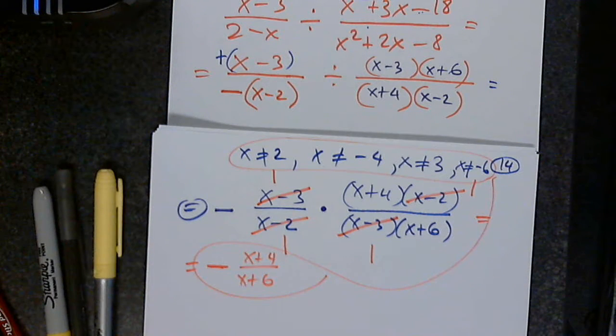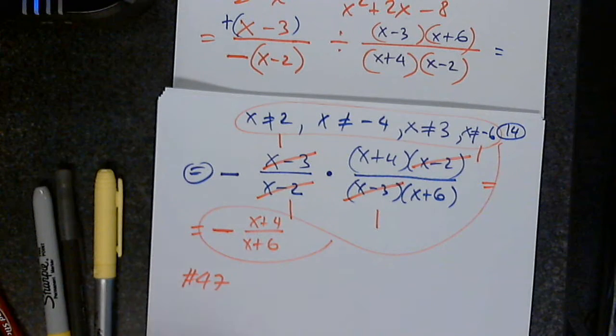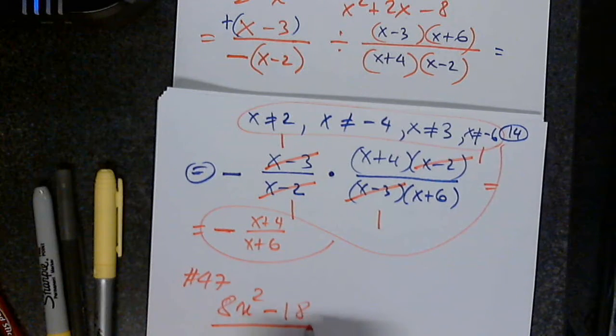Okay, 2 divisions or 1 division for you. Okay, ready for a tough one. So we can move on. 47.